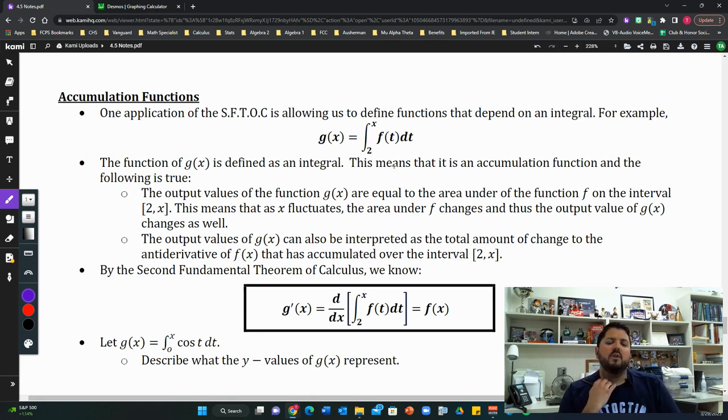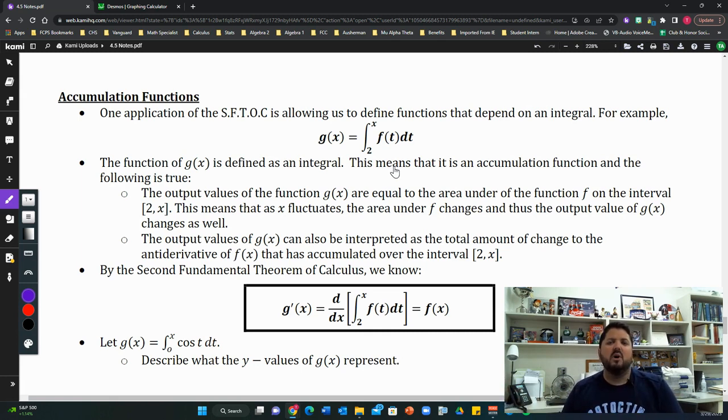So when we define a function this way, the output values of the function g of x are actually equal to the area under whatever function is inside of that integral, or in this case, the f function, or f of x. Now, that function inside, when we look at its graph, it would still be graphed on an xy coordinate grid. But again, the variables inside of the integral can't use the same input as the upper bound for the integral. That's why we just pick something arbitrarily like t. So we can change that.